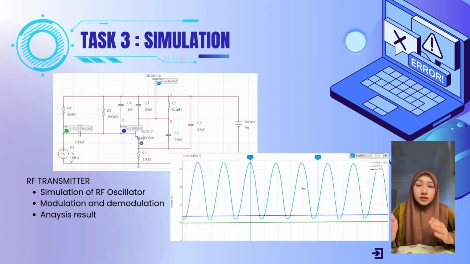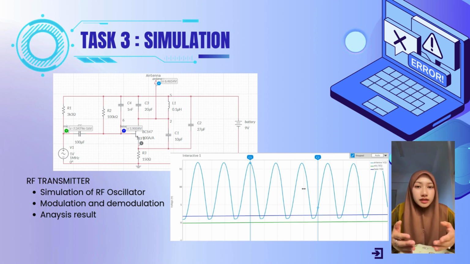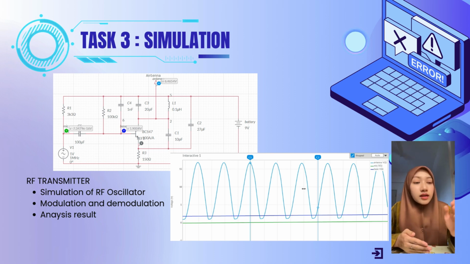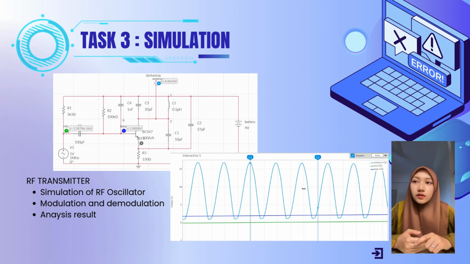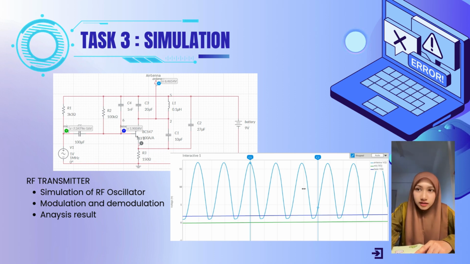The first one is simulation of RF oscillator for transmitter and receiver. And the second one is modulation and demodulation for transmitter and receiver. And the third is analysis result of transmitter and receiver. So for the simulation of RF oscillator transmitter, this RF transmitter circuit is designed to wirelessly transmit audio signals.